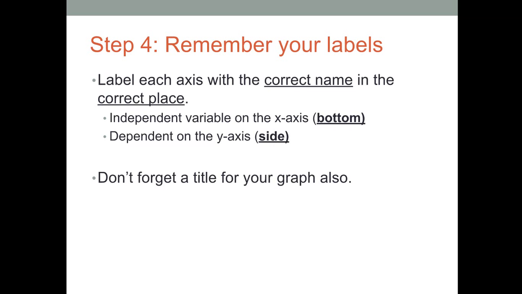Now, we need to make sure that we label both of our axes correctly. Okay, so we need to put the correct axis label in the correct place. Your independent variable, the information that was on the left-hand side of your data table, always goes at the bottom, the x-axis. Your dependent variable, the information that was on the right side of your data table, is going to go on the y-axis, on the side. And it's important that we add a title for the graph as well.